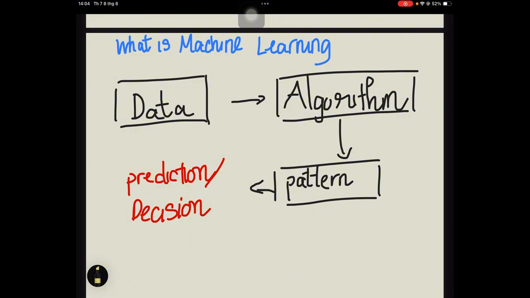Machine learning is not magic. It's not an AI taking over the world. At its core, machine learning is simply a collection of algorithms designed to discover patterns from data.